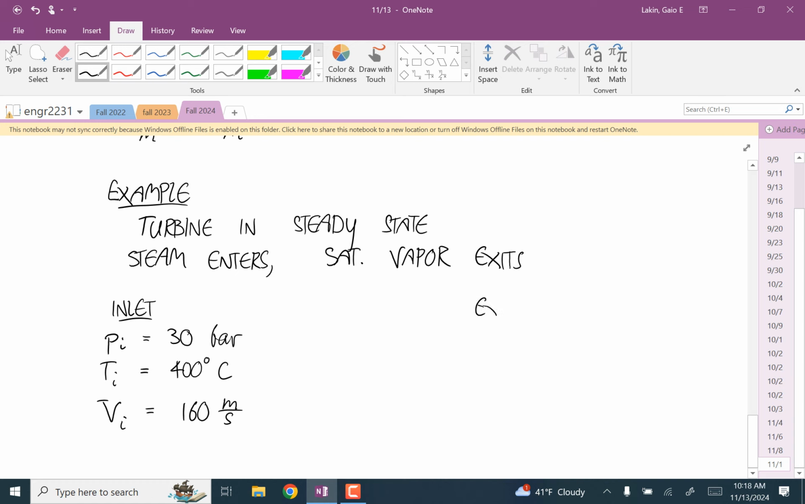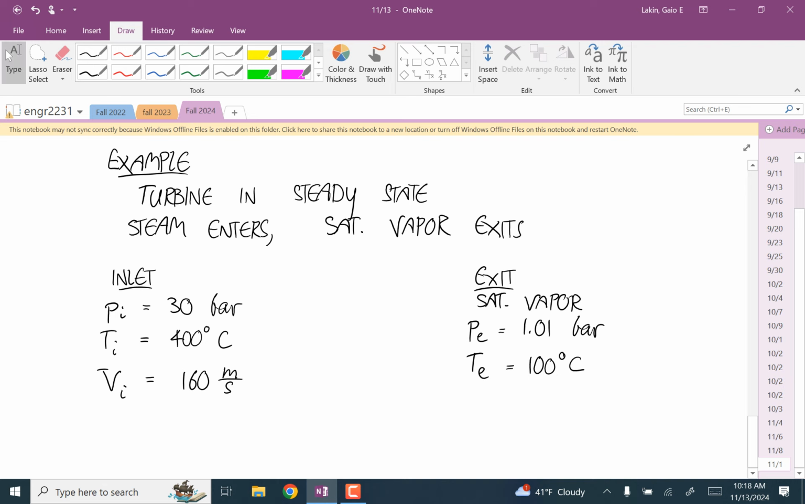And then at the exit, remember this is a saturated vapor, so we don't need as much information to look stuff up. We have P exit is 1.01 times 10 to the 5th, 1.01 bar. The temperature at the exit is 100 degrees Celsius, and the speed at the exit is 100 meters per second.